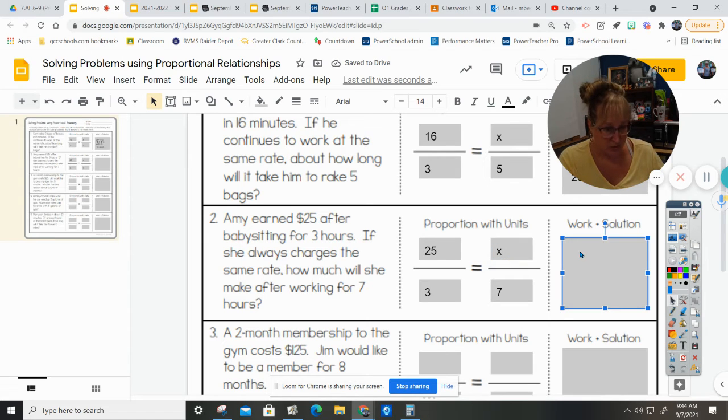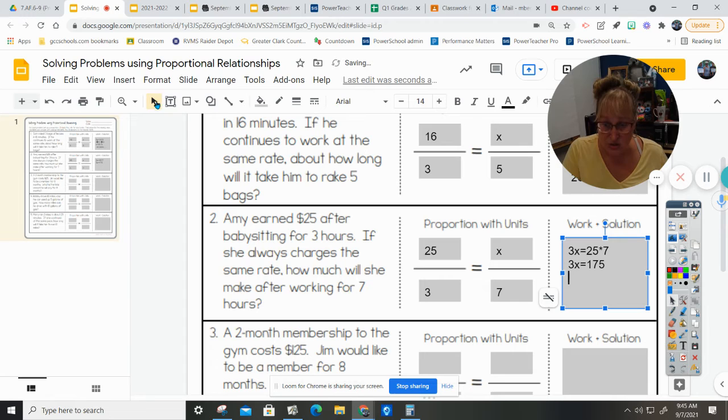So to cross multiply, 3x equals 25 times 7. Shift 8 is what creates that little star. That's times 7. So 3x equals 25 times 7. Going to use my calculator again. 25 times 7 is 175. I'm going to divide both sides by 3.